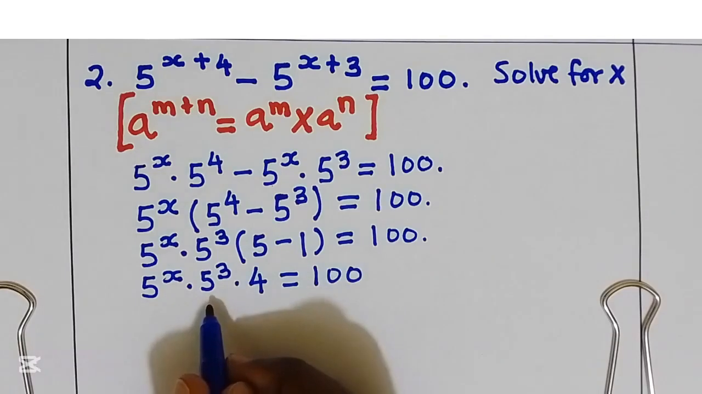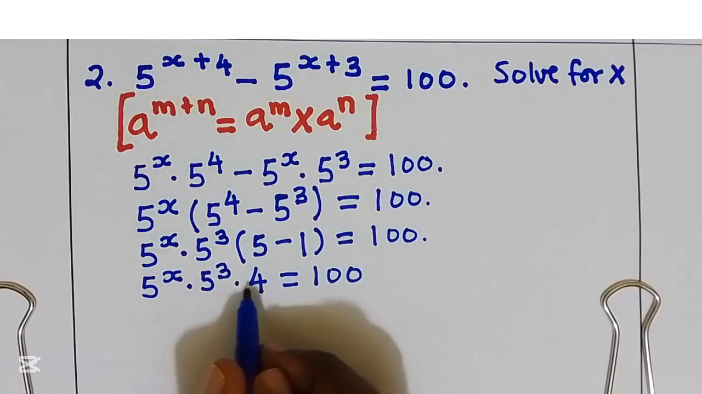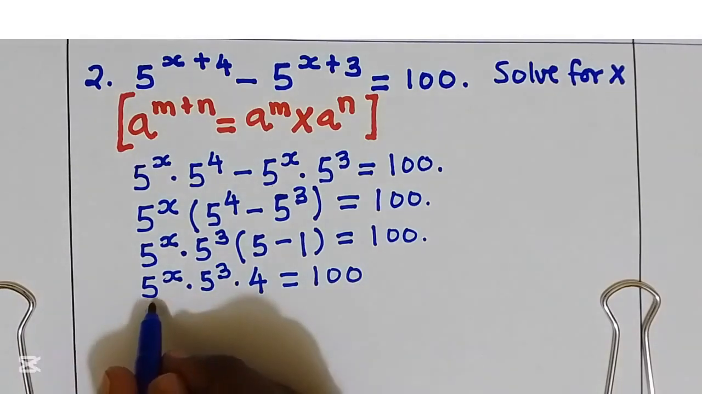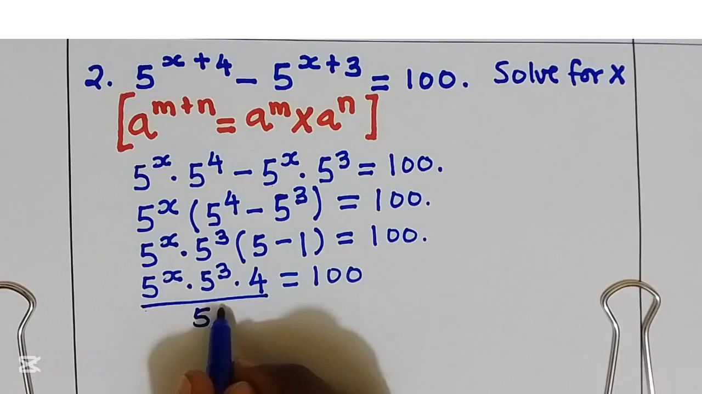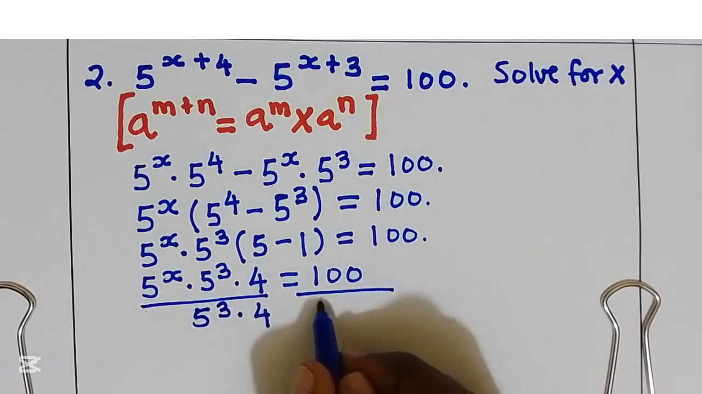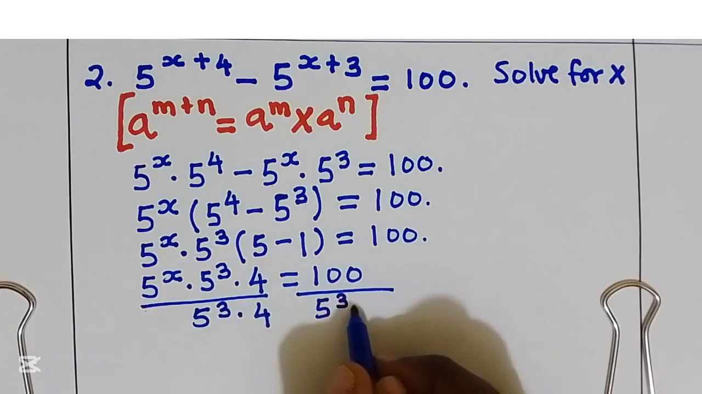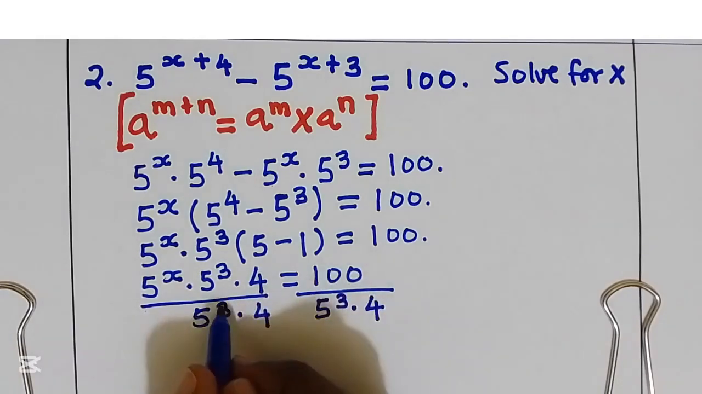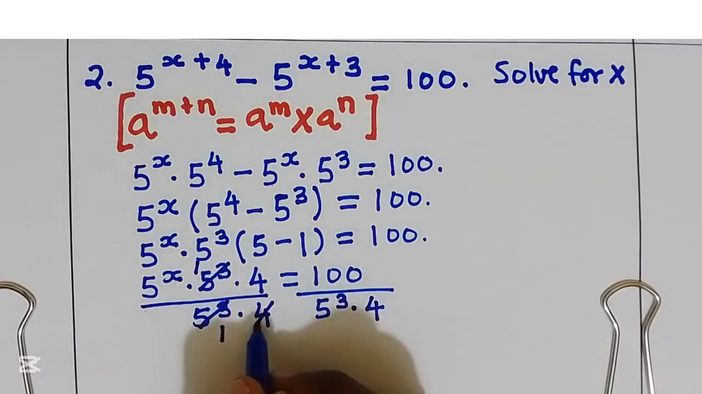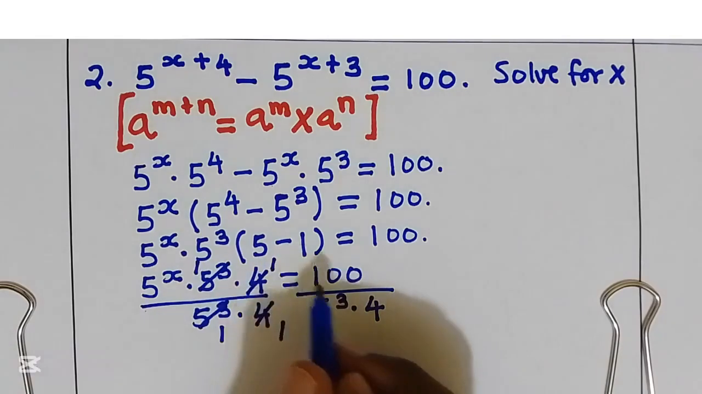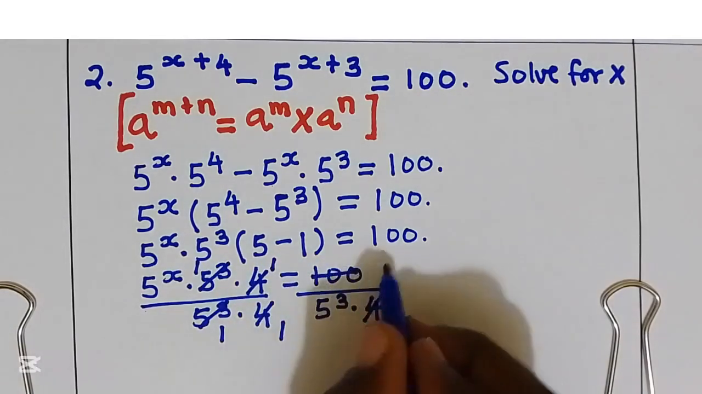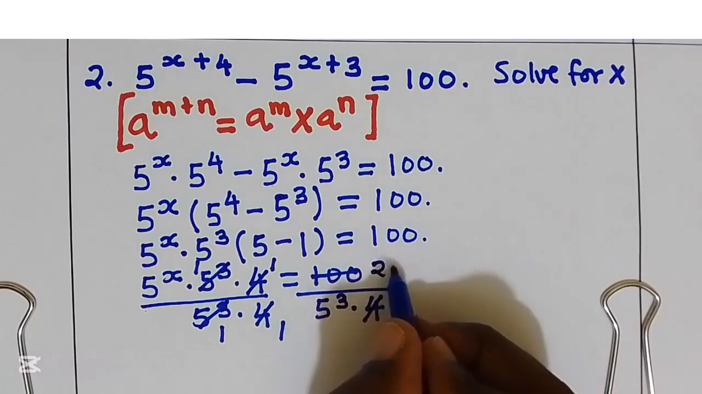I'm going to divide by 5 power 3 multiplied by 4, on both sides. I can simplify here. By 5 power 3, I get 1. By 4, I get 1. And on the right side, 100 divided by 4, I'll get 25.